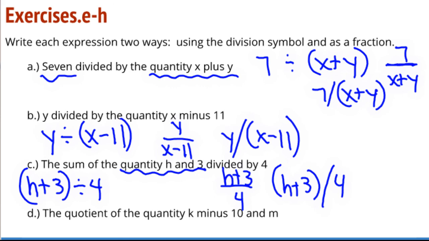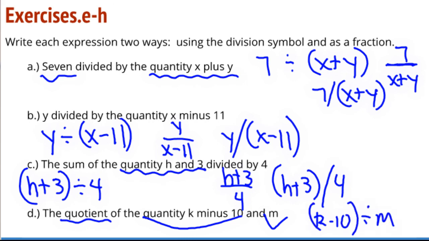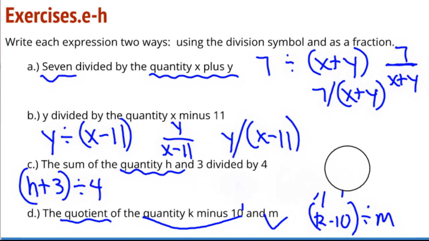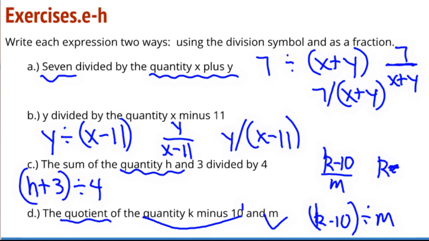The quotient of the quantity k minus 10 and m. So I've got a quotient here, and I've got the quantity k minus 10, and I've got m, divided by m. I'm running out of room. Didn't leave a lot for myself. We'll erase some of that last problem. And I've got k minus 10 divided by m. And all my k's are sloppy. And k minus 10 divided by m, but don't forget the parentheses.